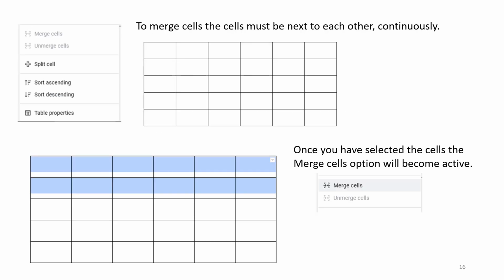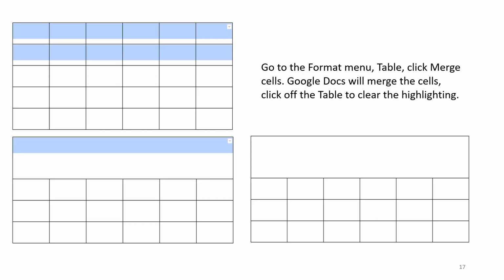To merge cells, the cells must be next to each other continuously. Once you have selected the cells, the Merge Cell option will become active. Go to the Format menu, Table, click Merge Cells. Google Docs will merge the cells. Click off the table to clear the highlighting.